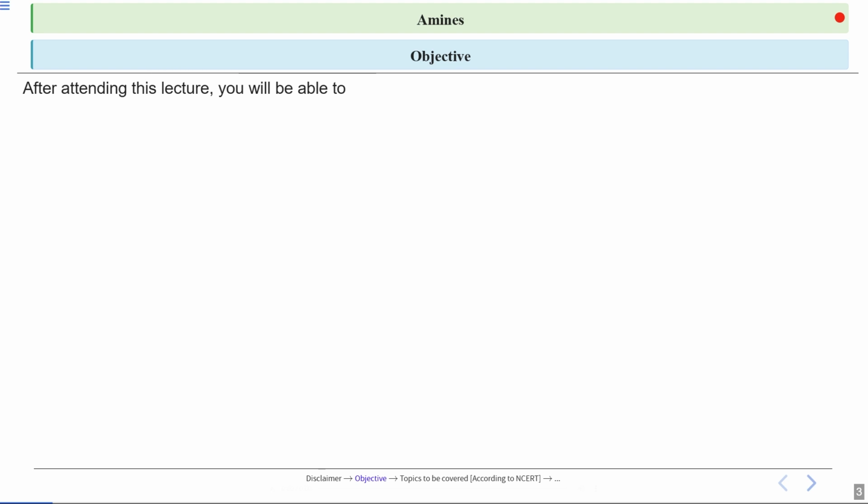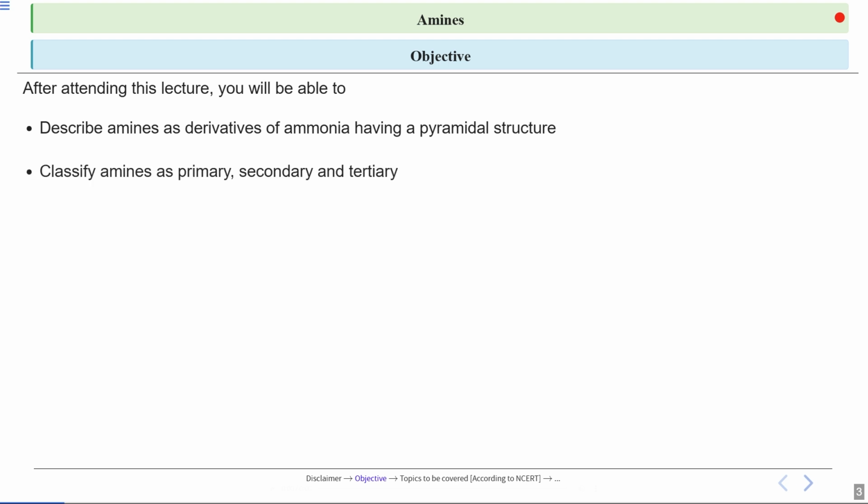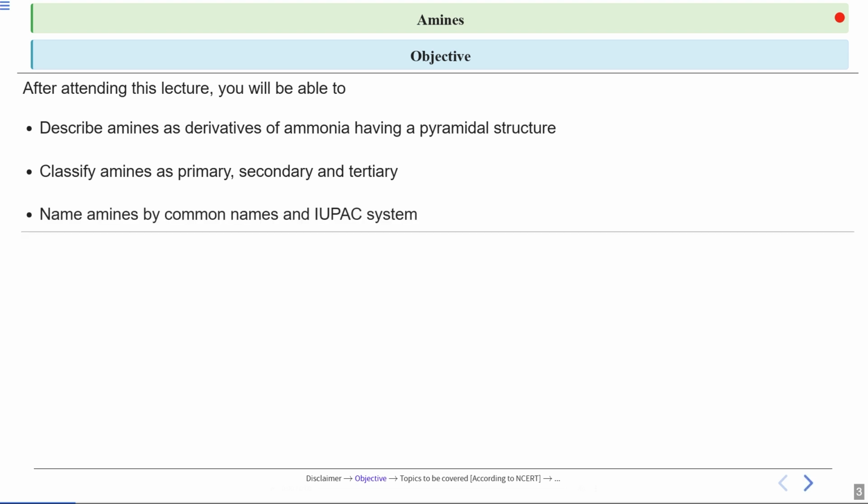So let's start by looking at the objective of today's lecture. After attending this lecture, you will be able to describe amines as derivatives of ammonia having a pyramidal structure, and you will be able to classify amines as primary, secondary and tertiary. And you will be able to name amines by common names and IUPAC system.